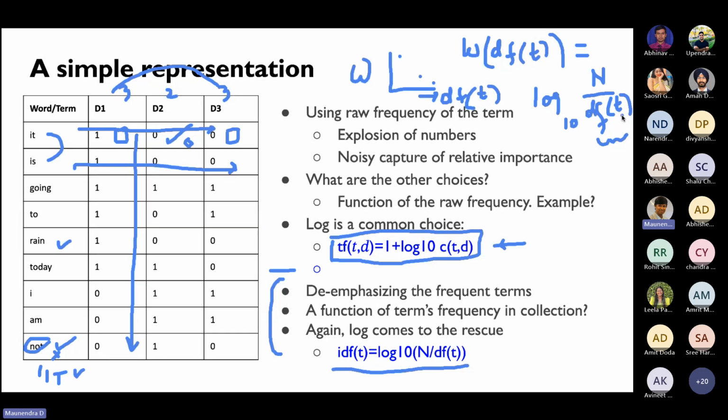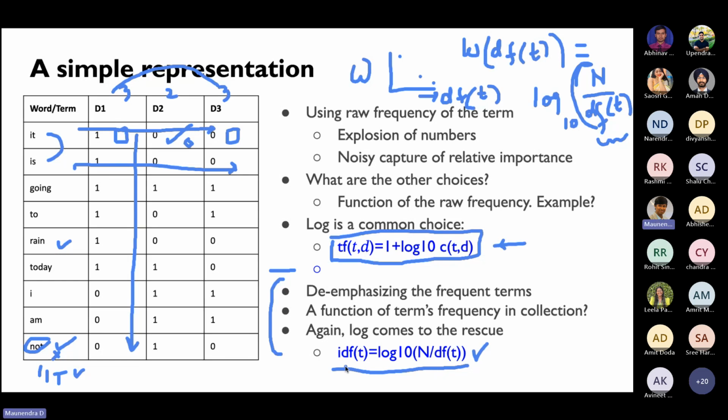So what do we see? If DFT is increasing, the denominator is increasing, and this overall fraction keeps decreasing. And since log is an increasing function, if its argument decreases, the overall value decreases. That means if DFT increases, the overall thing decreases. So that's why this function is also called inverse document frequency or IDF.